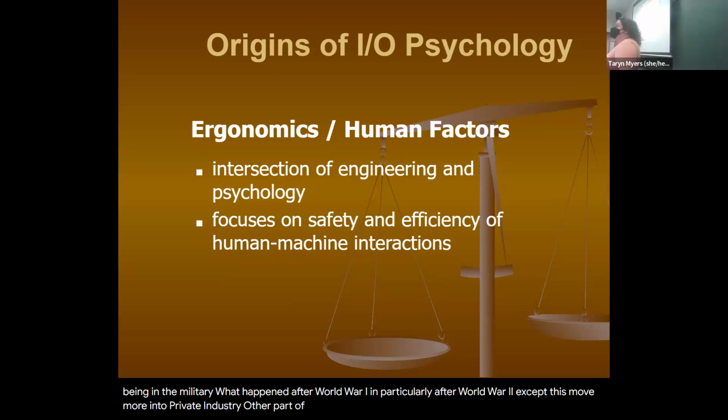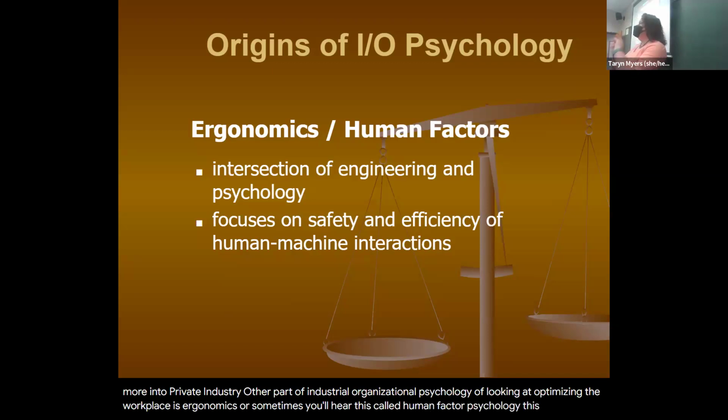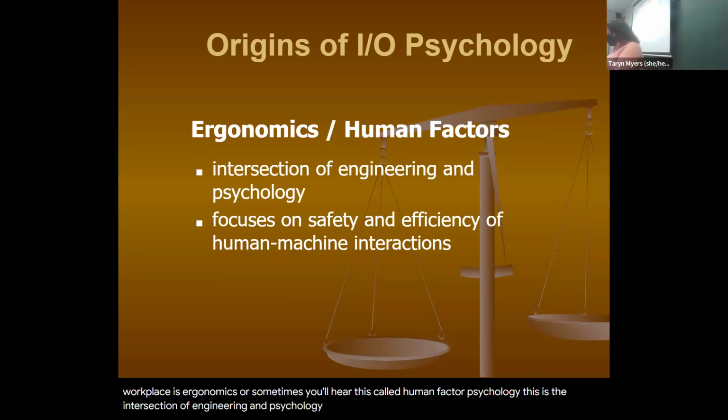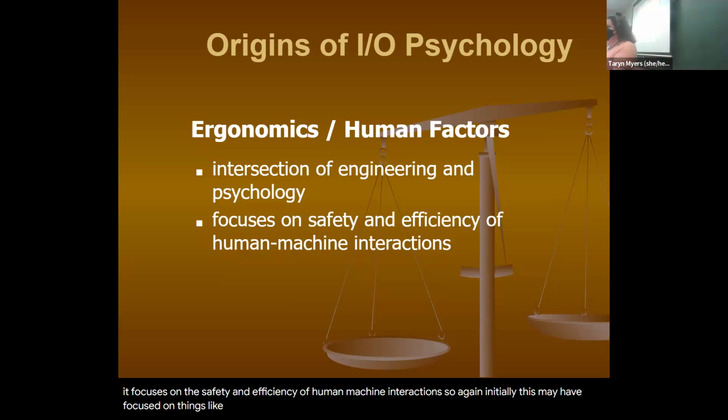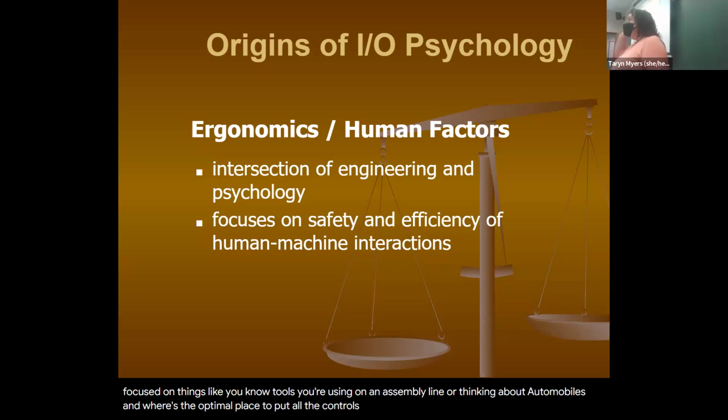Another part of industrial organizational psychology, of looking at optimizing the workplace, is ergonomics, or sometimes you'll hear this called human factors psychology. This is the intersection of engineering and psychology. This determines the best way to interact with technology, and it focuses on the safety and efficiency of human-machine interactions. Initially, this may have focused on things like tools you're using on an assembly line, or thinking about automobiles and where the optimal place is to put all the controls. Now, a lot of this is about our pocket technology and our wearable technology.